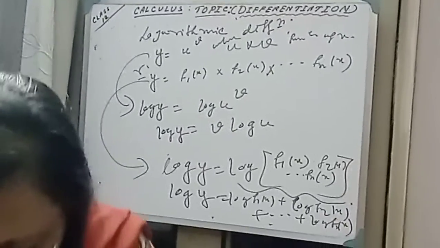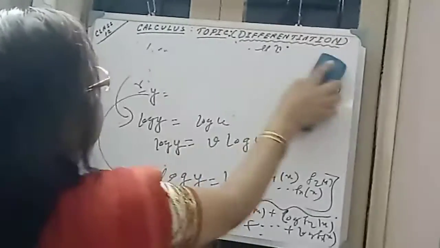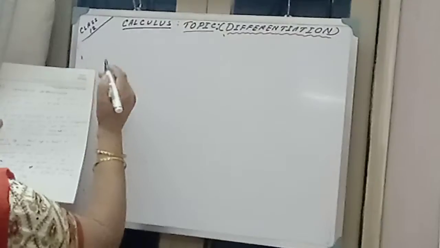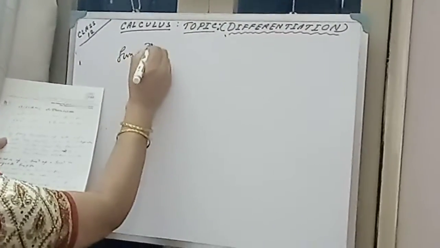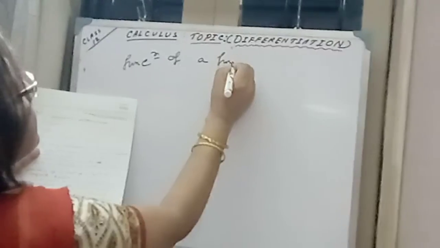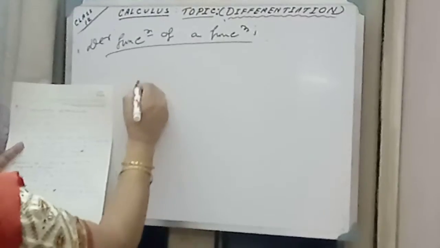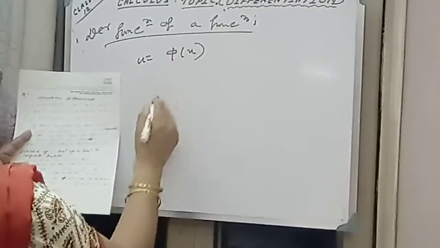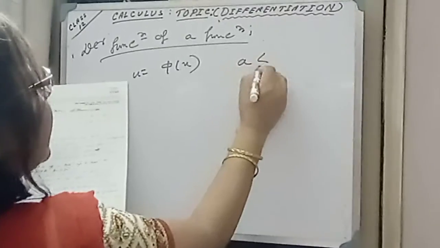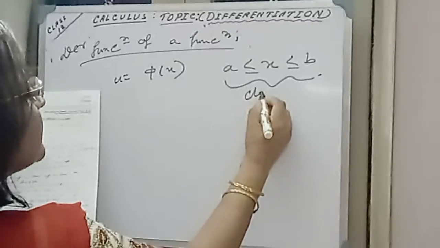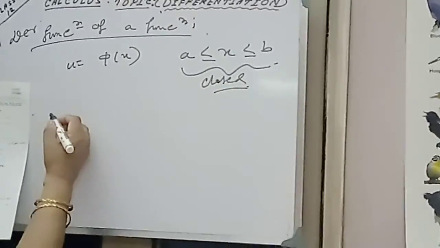Okay, next is function of a function. How to find the derivative of a function of a function? Say u is equal to phi(x). u is equal to phi(x) in the interval a less than or equal to x less than or equal to b. This is the closed interval that we know. A less than or equal to x less than or equal to b means this is the closed interval.